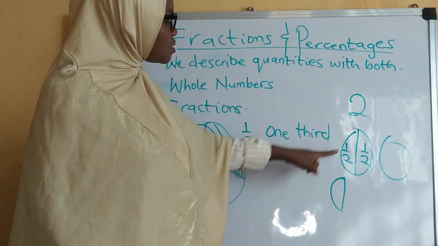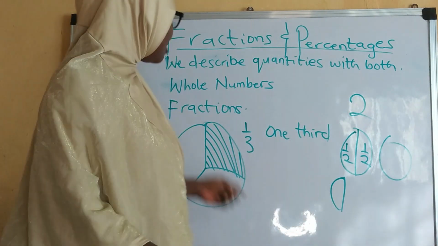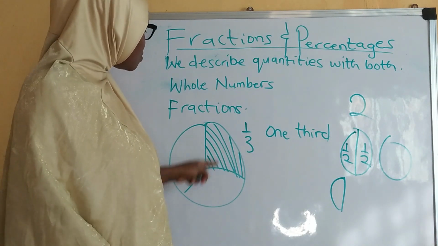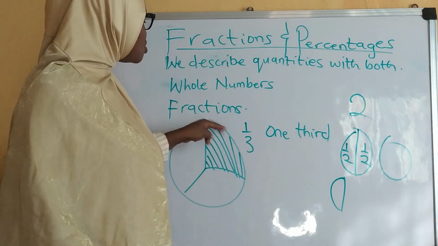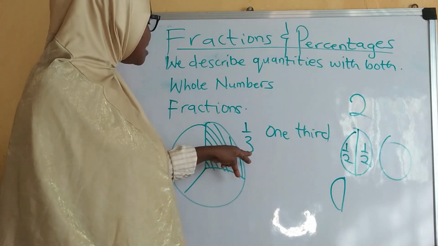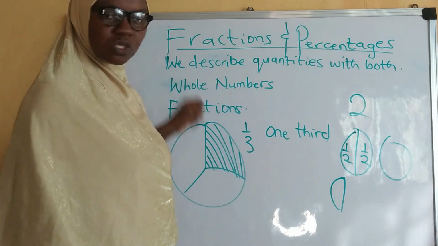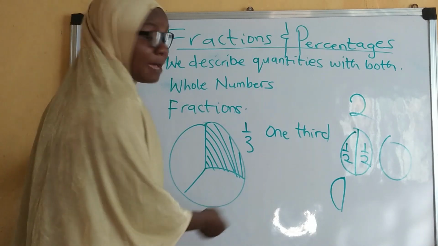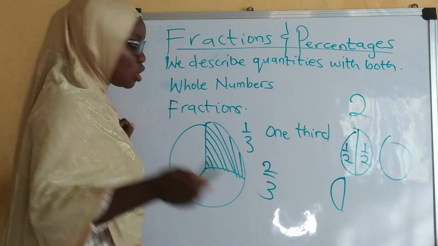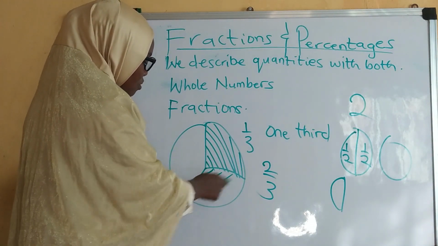Now look at this figure that I have here. It's divided into 3 portions, 1, 2, 3. And then this shaded portion is 1/3. 1/3 means the whole of that thing is divided into 3 portions, and then you take one portion out of it. It could be 2/3. Do you understand? If it is 2/3, it means I'm taking 2 portions out of the 3 portions. That's why I have 2/3.